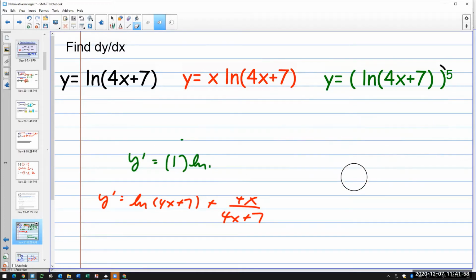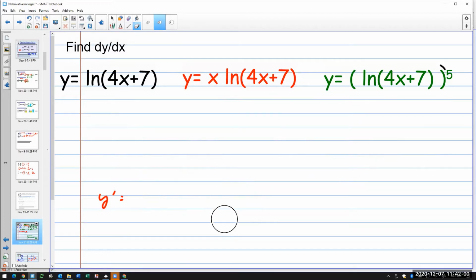Two of them are on your front page, the black one and the green one. The red one's on the back of your second page, okay? So let's look at this black one. If I wanted y prime, that's the derivative of this y, do you see that this would be the derivative of 4x plus 7. What's the derivative of 4x plus 7? 4 over 4x plus 7. You got that? Okay, what's the difference between that one and this one?